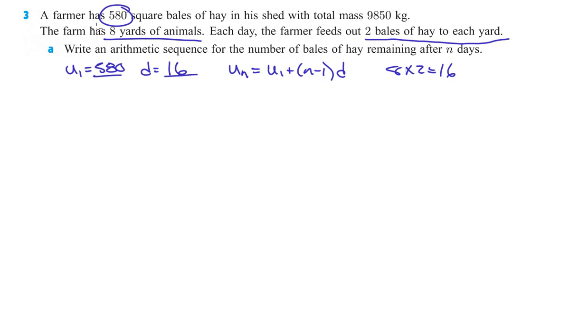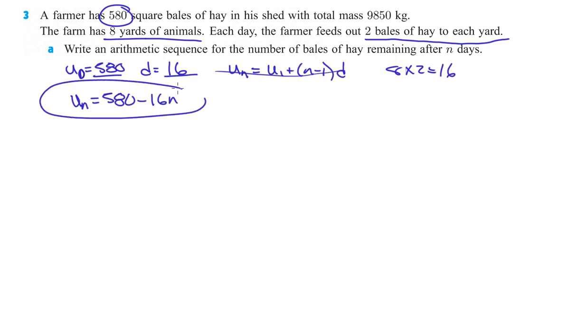Now I'm going to back up a little bit here because it says the farmer has 580 bales of hay in his shed. So really this is U sub 0. This is the starting value. That's not U sub 1. So even easier than using this information here is just say, hey, we know that his general formula is going to be U sub n is going to equal, starts with 580, and then he's going to subtract 16 bales of hay each day, right? So we can write that as, instead of 16D for days, let's do 16N since we're using N here.